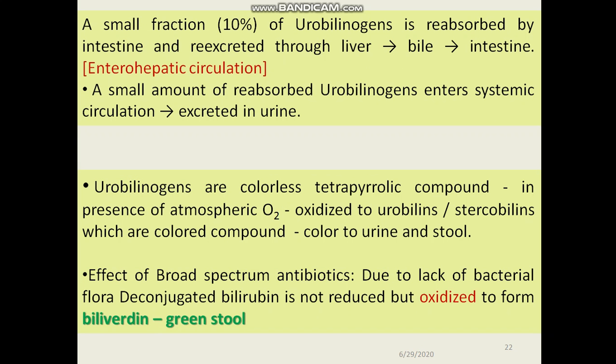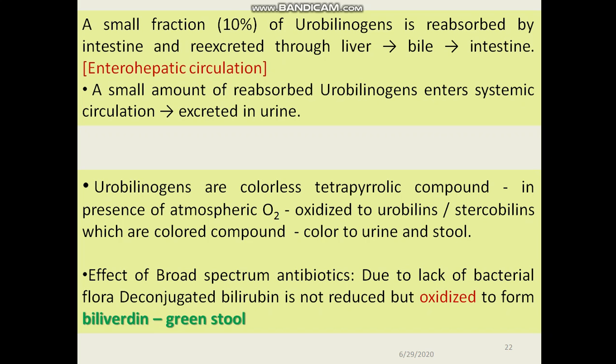A small fraction, approximately 10% of urobilinogen, is reabsorbed by the intestine and excreted through the liver, which finally comes in the bile, and through bile it comes to the intestine. This circulation is called enterohepatic circulation. I will later show it in the diagram. A small amount of reabsorbed urobilinogen enters the systemic circulation and is excreted in the urine.